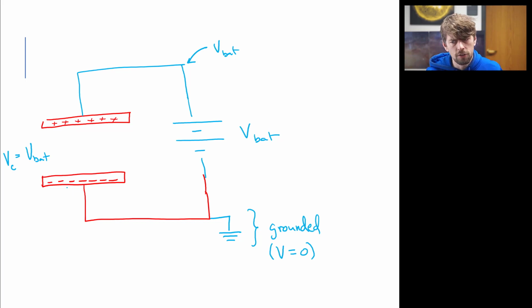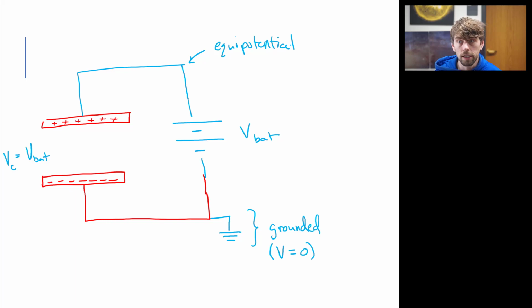In fact, that should make some sense: when the capacitor is fully charged, no more charge wants to leave the battery and deposit itself on the capacitor plate, which means nothing is moving. There's no current anymore, and this top wire becomes an equipotential. It is the same potential at any point along the wire.